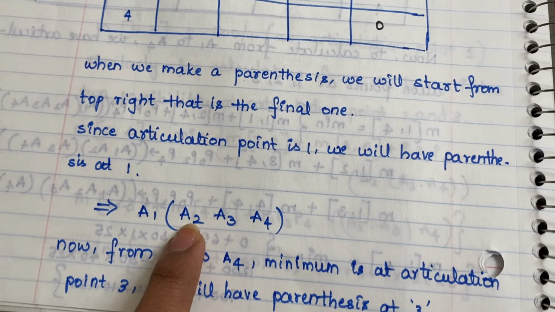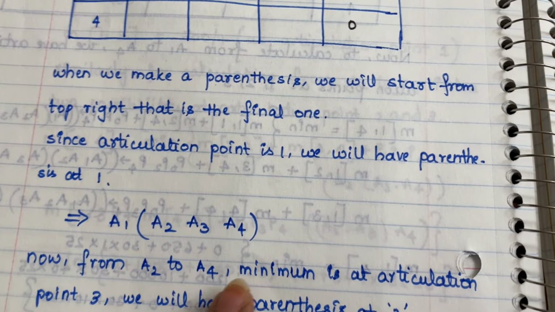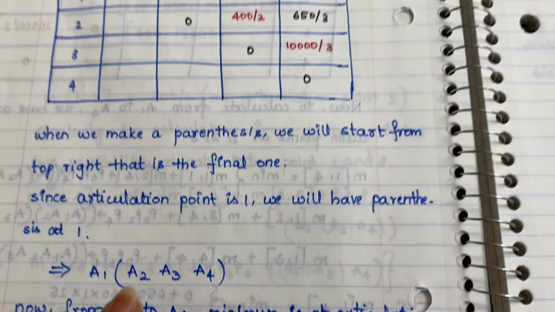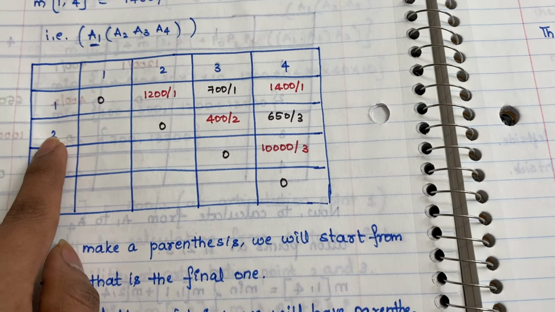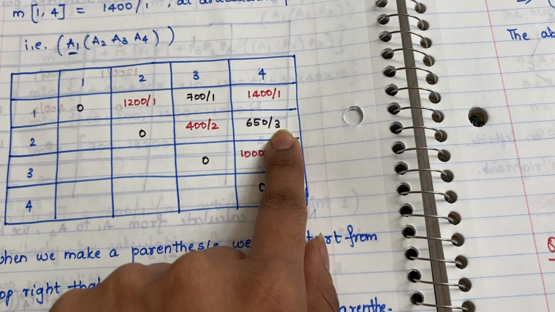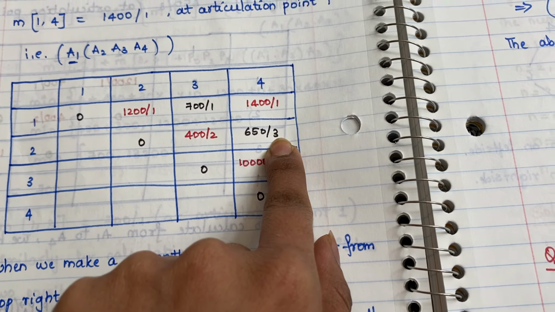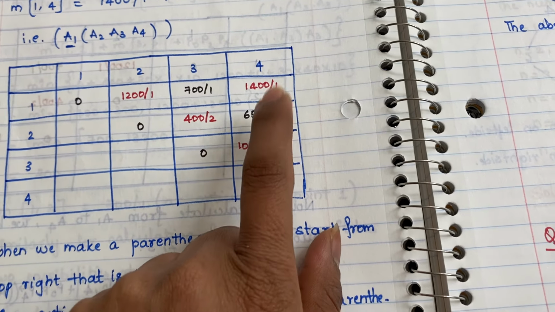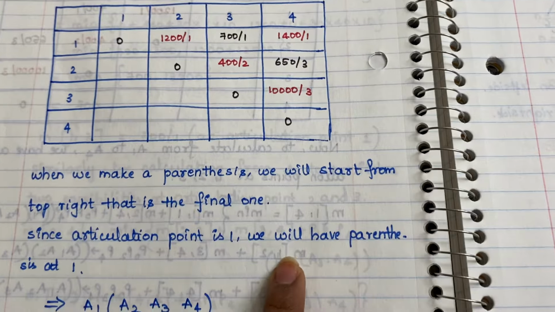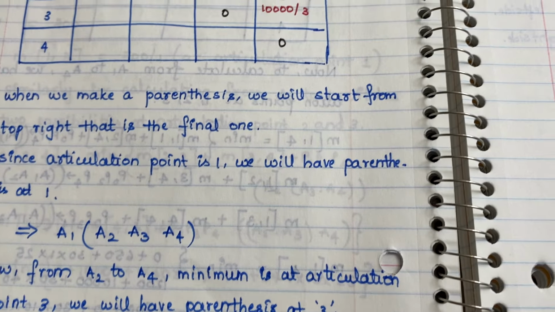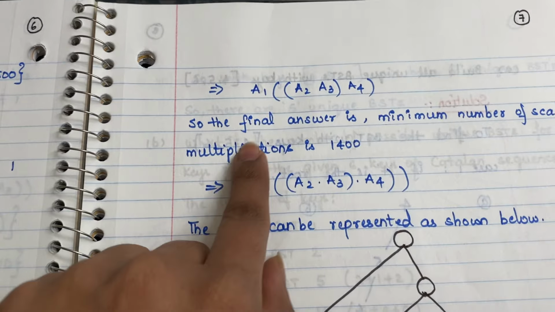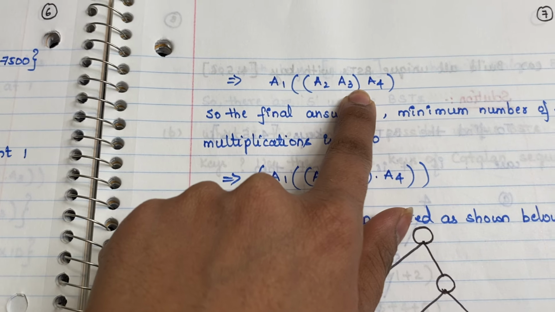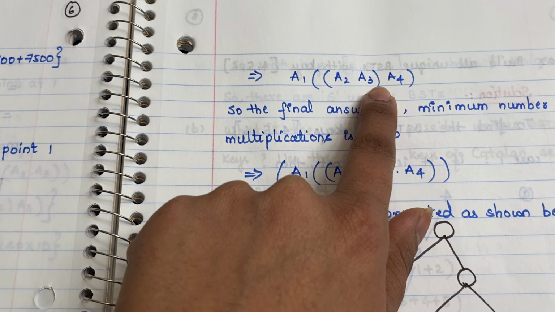And now from a2 to a4, what is the minimum articulation point we have? a2 to a4. We have the articulation point at 3, 650 by 3. This is the minimum value, at point 3. So that means at a3 we will have one more parenthesis. This is how we get the parenthesis at a3.